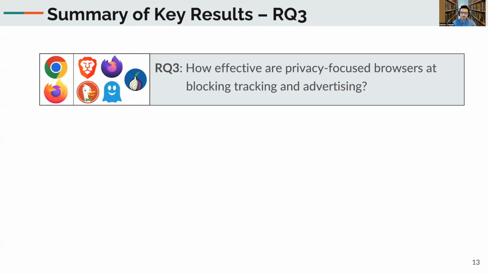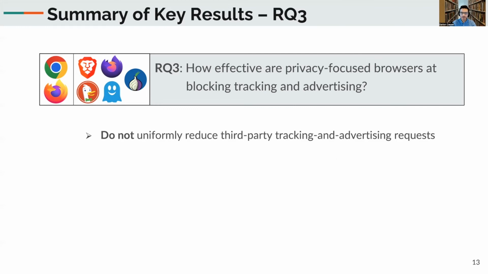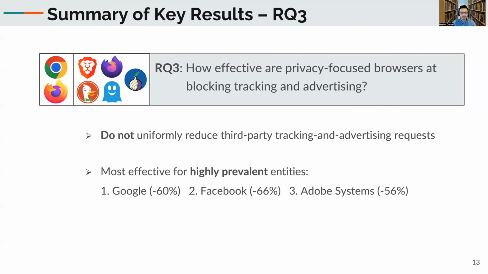Now, shifting gears to look at our privacy-focused browsers, we first ask, how effective are privacy-focused browsers at blocking tracking and advertising? And what we find is that while privacy-focused browsers as a group do actually reduce third-party tracking and advertising on average, they do not uniformly reduce third-party tracking and advertising requests. In particular, we found that they are only most effective for the most highly prevalent entities, such as the top three, Google, Facebook, and Adobe Systems, where, for example, we see a 60% reduction in third-party tracking and advertising requests attributable to Google.